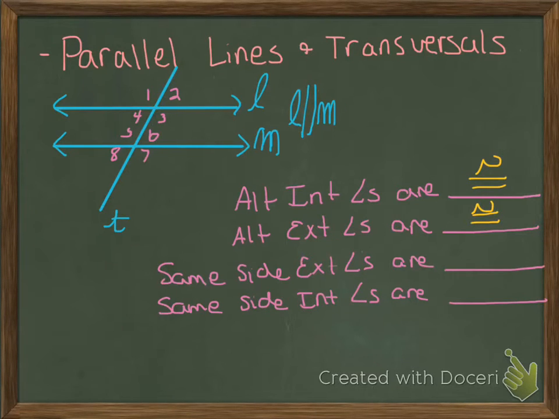Same side exterior angles are on the outside of the parallel lines, but they are on the same side of the transversal, so 2 and 7. They are always supplementary. You can tell that because generally one is going to be an acute angle and the other is going to be an obtuse angle. So that's a really easy way to remember that they are supplementary. Same thing with same side interior angles like 4 and 5. They are also supplementary.